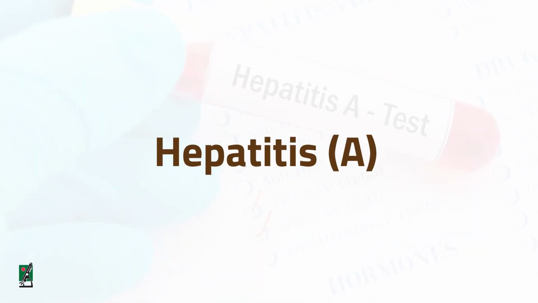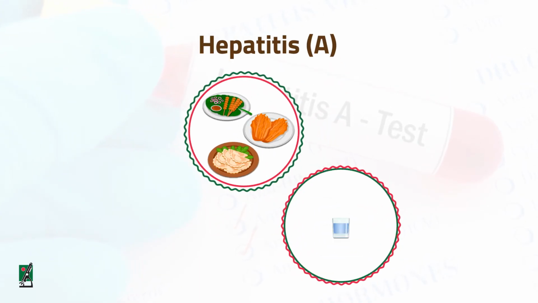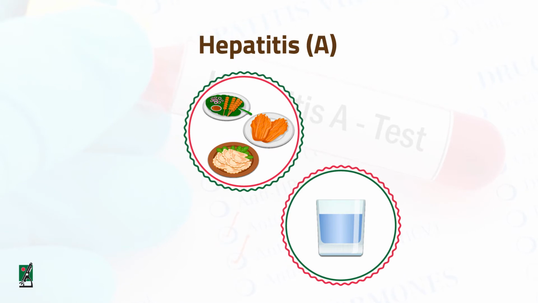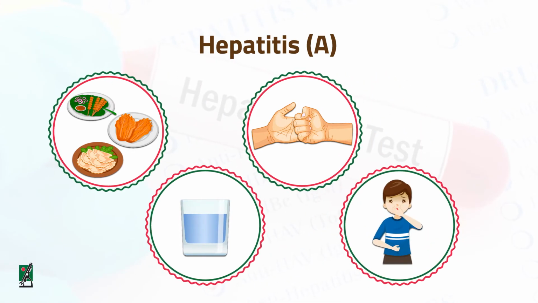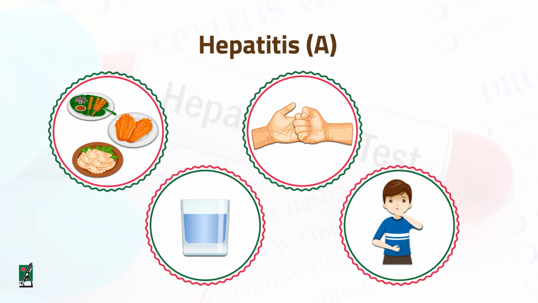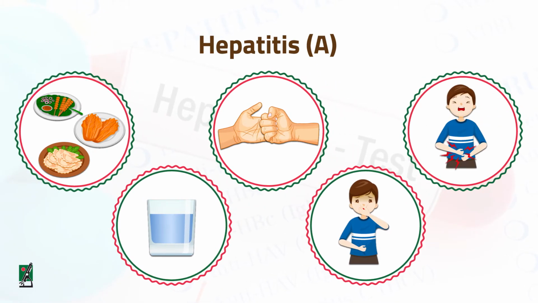Hepatitis A virus is highly contagious and is usually contracted by ingesting food or water contaminated with the virus, or by coming in contact with an infected person. While hepatitis A infections are usually mild and do not cause a chronic infection, the virus can, on rare occasions, cause a severe acute disease.